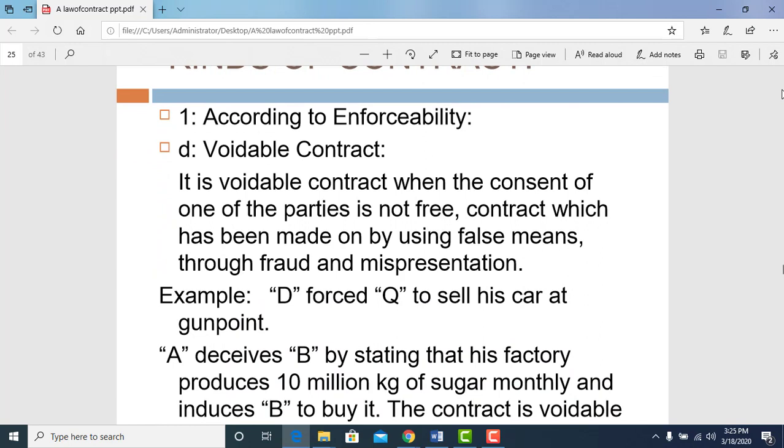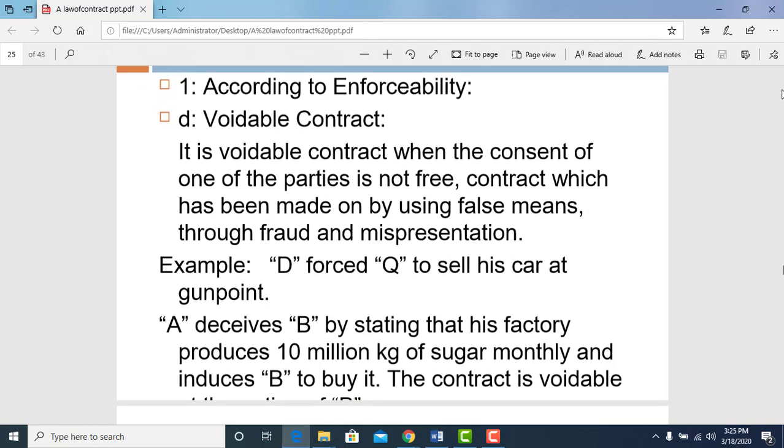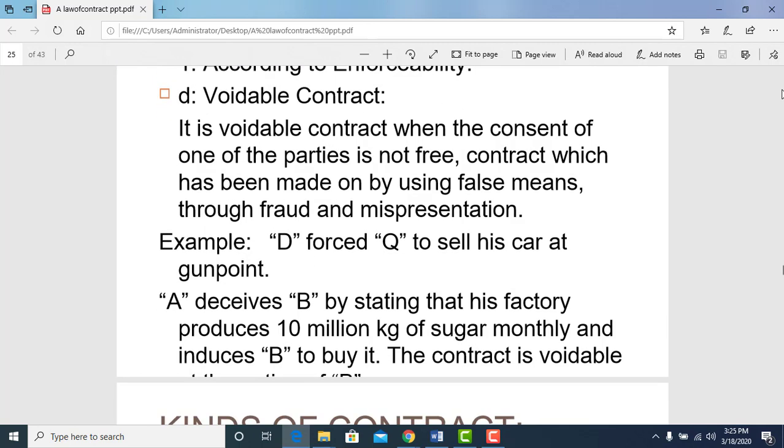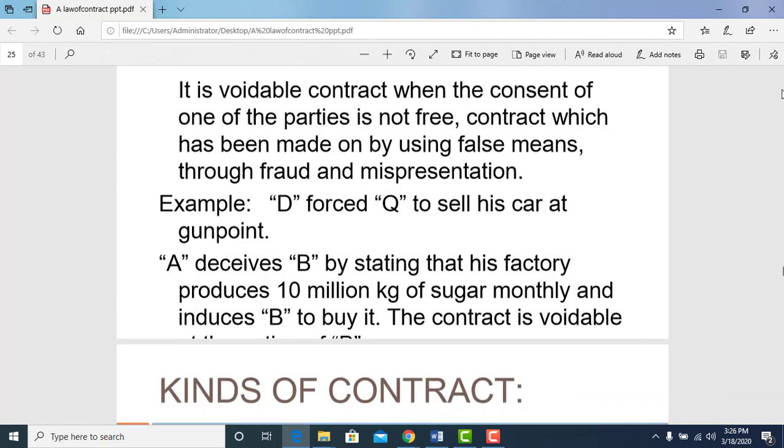According to enforceability, D. Voidable contract. It is a voidable contract when the consent of one of the parties is not free. Contract which has been made by using false means through fraud and misrepresentation. Example, D forces Q to sell his car at gunpoint. A deceives B by stating that his factory produces 10 million kg of sugar monthly, and induces B to buy it. The contract is voidable.